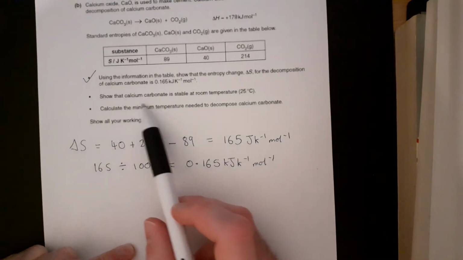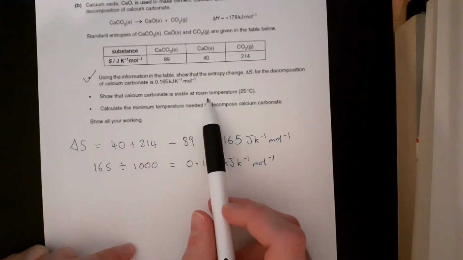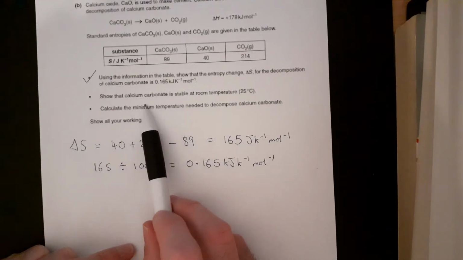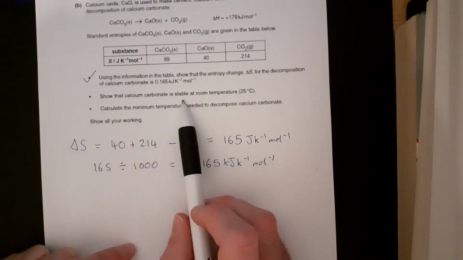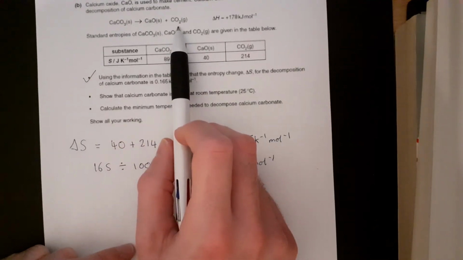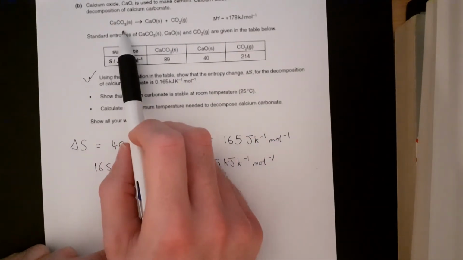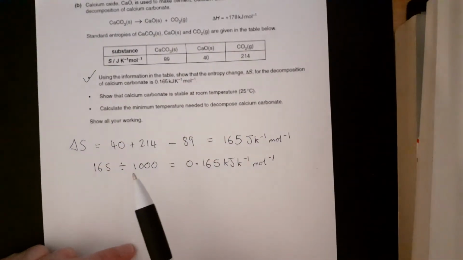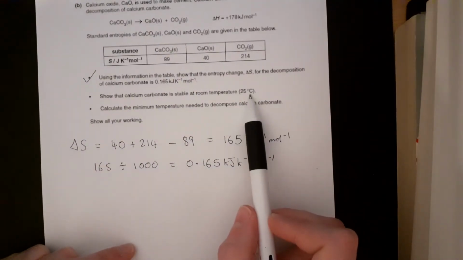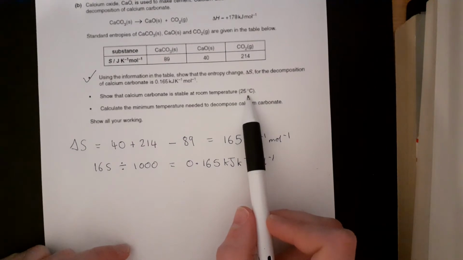Right, now it says show that calcium carbonate is stable at room temperature. So to do this is starting to look at free energy. Because if it's stable, what that means is that this reaction is not happening. Because that reaction is breaking down the calcium carbonate. So if it's stable, we need to prove that this reaction isn't feasible at 25 degrees. And to do that, we need to use our equation for Gibbs energy.